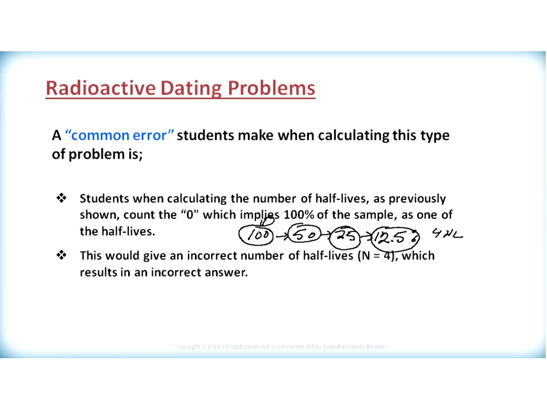Instead, we should count the arrows. So if we count the arrows, we will see 1 half-life, 2 half-lives, 3 half-lives. So the correct number of half-lives would be 3. And this is a common mistake made when students do this type of problem. Counting the percentages will give an incorrect number of half-lives, which is 4, but the correct answer is 3, by counting the number of arrows present.